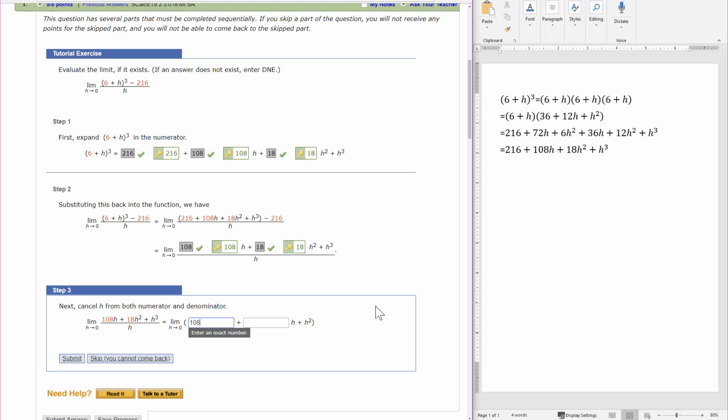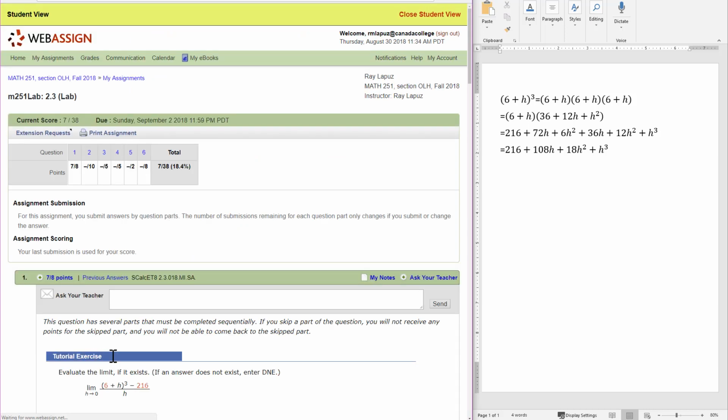So after that happens, we're going to get the coefficients again. 108 will become a constant because the h canceled. 18 times h, and then h squared cancels with the h, or h cubed cancels with the h, and becomes h squared. And so this is what you have.